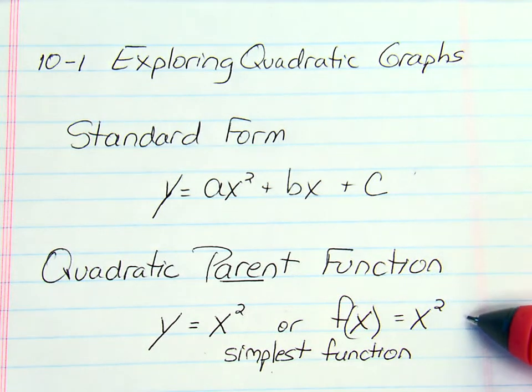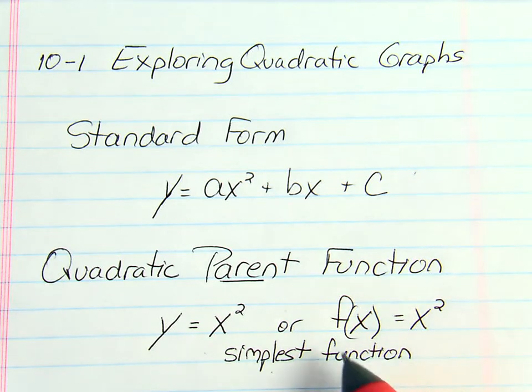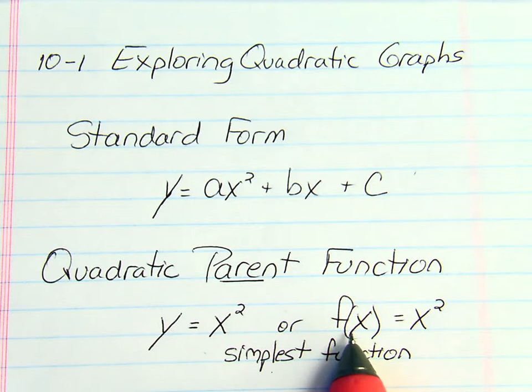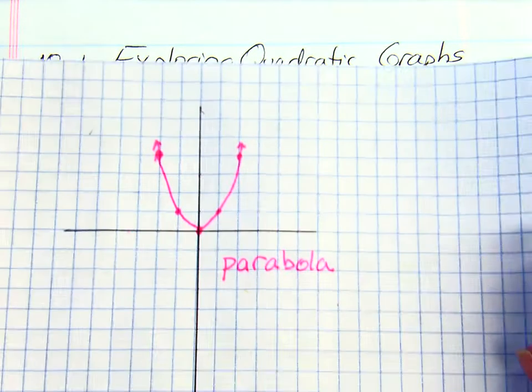We're going to be looking today at the quadratic parent function. Parent function is the simplest form of any of the functions, and so in this case, the quadratic parent function is y equals x squared, or we can say f of x, the function of x, is equal to x squared. And that is the parent function. So let's look first at the graphing of a quadratic.